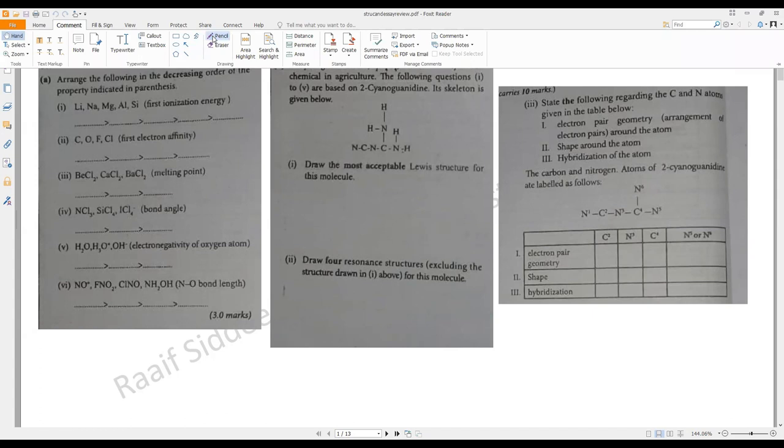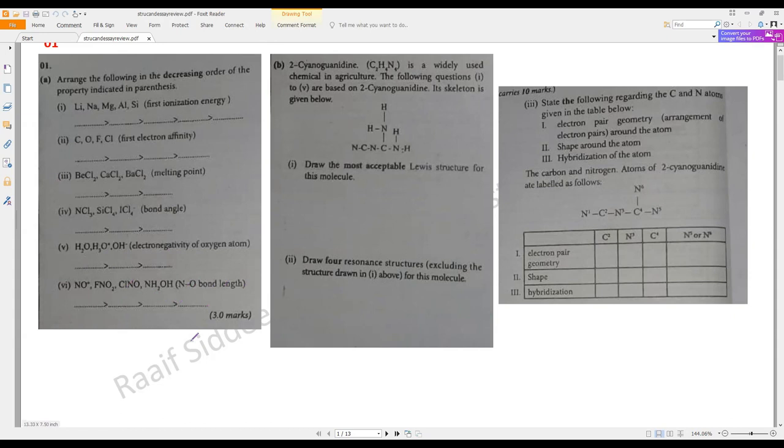And the last one is about NO bond length. We have also discussed a similar one like this. When you consider NO plus, there will be a triple bond between nitrogen and oxygen. And when you have FNO2, there will be a double bond and a single bond with fluorine.